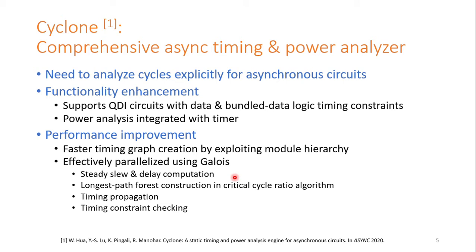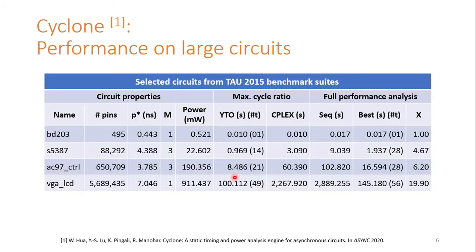We improve the performance of Cyclone in the following ways. First, we exploit module hierarchy to enable faster timing graph construction. Second, we parallelize various phases in Cyclone using Galois effectively. Specifically, we parallelize the following 4 phases in Cyclone. 1. Steady slew and delay computation. 2. Longest path forest construction in critical cycle ratio algorithm. 3. Timing propagation. And 4. Timing constraint checking. This table shows the performance on large circuits using Cyclone.